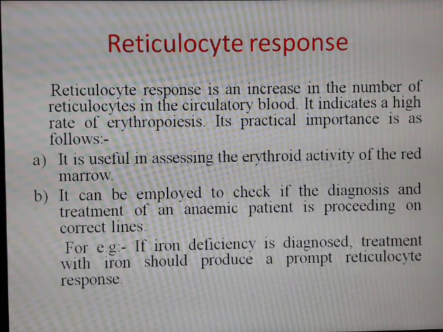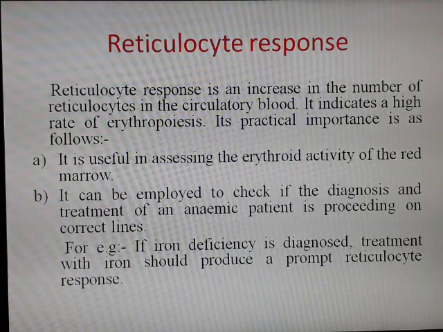Suppose an iron deficiency anemia is diagnosed, then we give iron supplements as treatment. It can be parenteral or tablets. Now, after treating with iron supplement, if it gives a good reticulocyte response, that is, an increase in the number of reticulocytes, that means the treatment is working, because as reticulocytes increase, the number of RBCs will also increase. So ultimately it is a positive feedback, a positive prognostic factor.